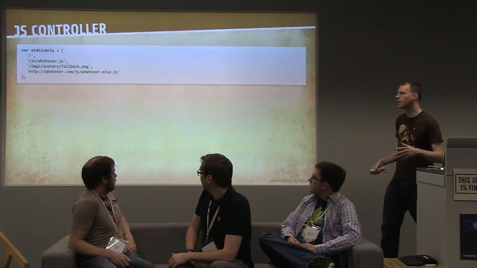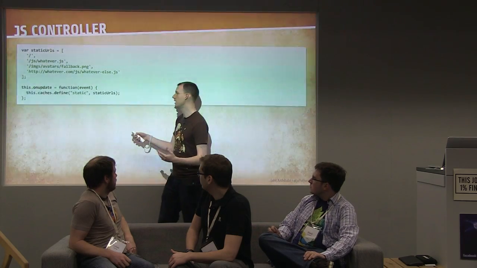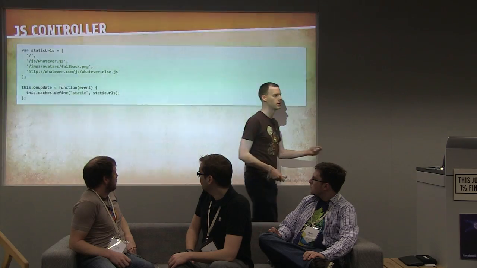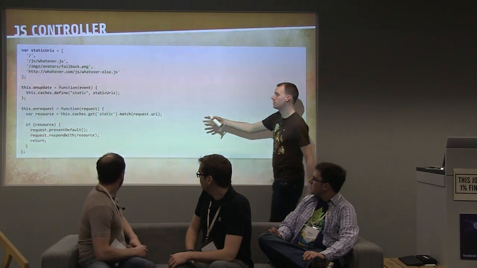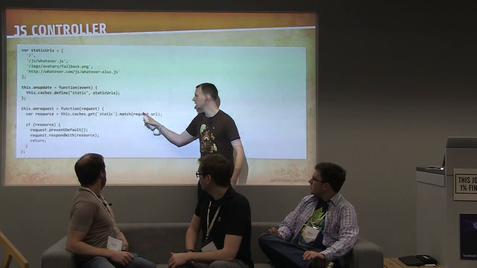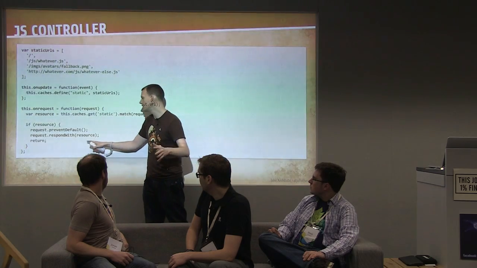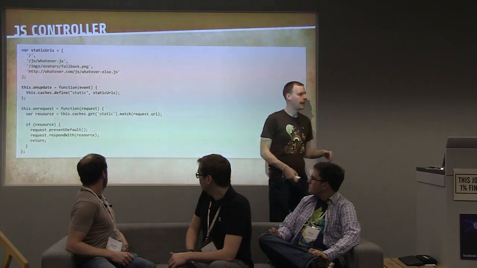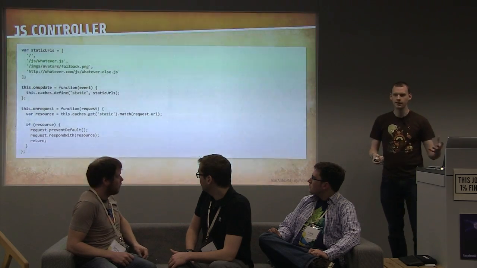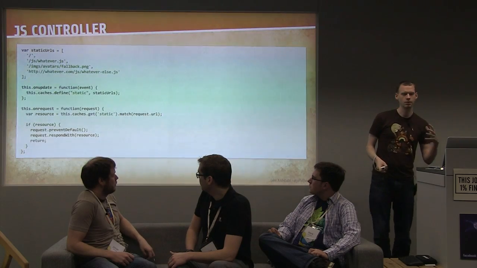And that would run in some kind of worker, and here I could just say, for all of these files, when the cache is supposed to update itself, I want you to define a cache called static, and I want you to cache all of those static URLs and do it atomically. And then when there's a request, I want you to have a look and see in the static cache if there's something that matches the incoming URL. And if there is a resource, prevent default, don't do the default browser action, respond with that resource from the cache. This is a lot more typing than the equivalent in the manifest, but it's really explicit. You're setting out exactly what you want to happen.